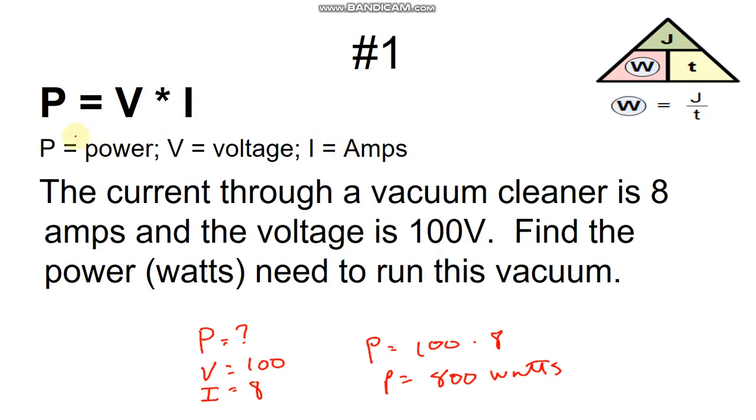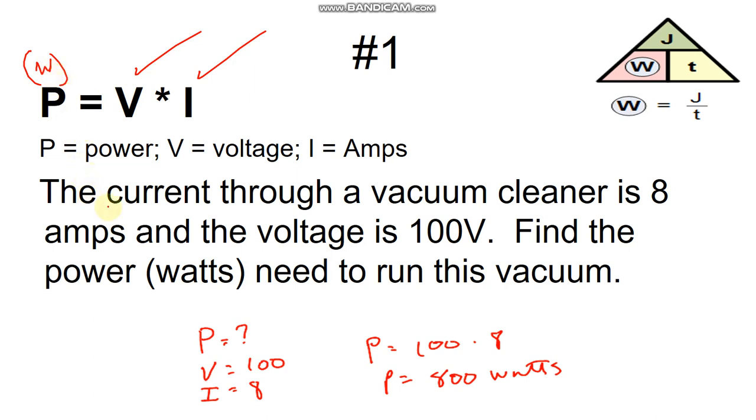So our first equation that you need to know is power is equal to volts times amps. So remember, the unit for power is going to be watts. So volts times amps is equal to a watt.